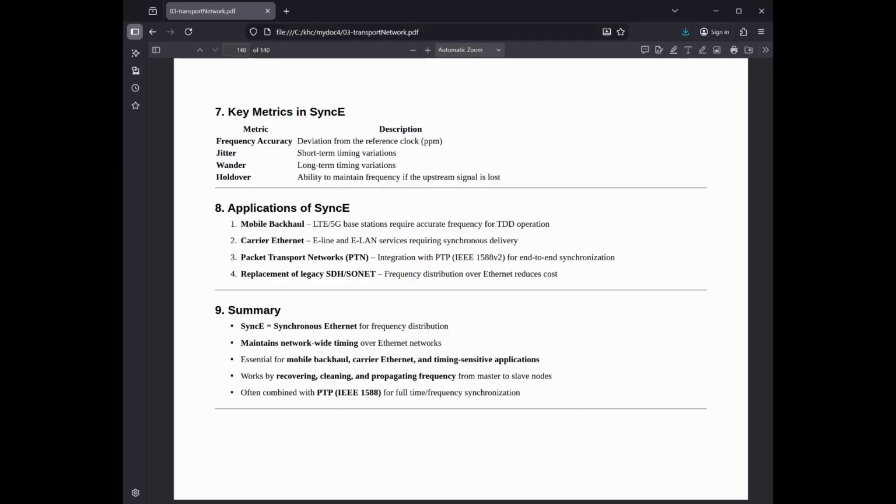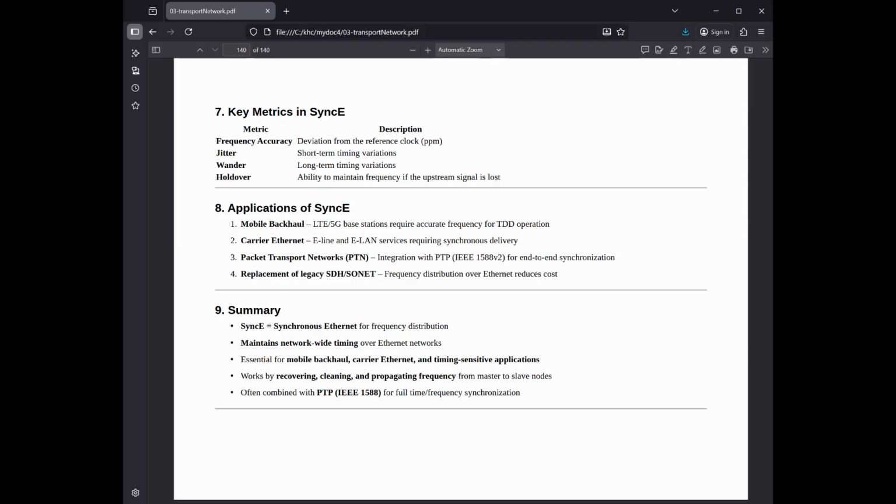Applications of SyncE in 2026. Synchronous Ethernet. SyncE serves as the heartbeat for high-performance networking. While the world has moved toward packet-switched data, the physical layer stability provided by SyncE remains a mandatory requirement for industries that cannot tolerate timing drift.